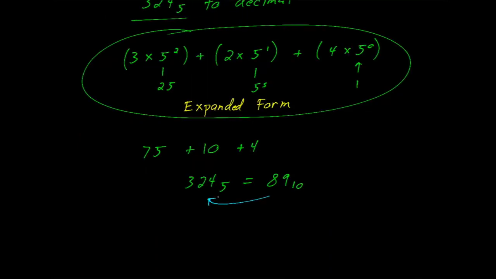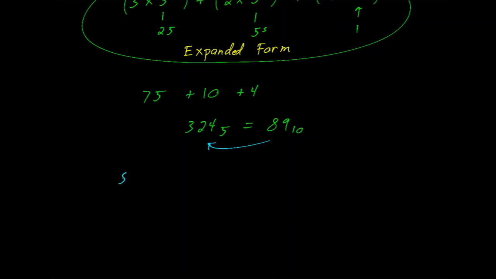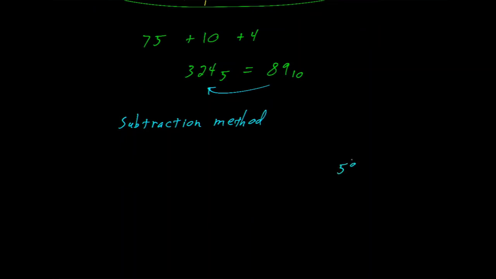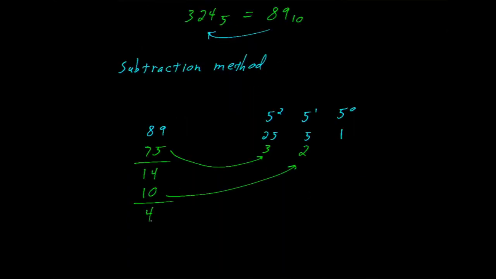Of course, once you're here, you're going to want to go the opposite direction, and we'll use a technique called the subtraction method. To do that, start by capturing your places. Let this be the ones place, the fives place, and the 25s place. Write the number here, this to be converted, and then ask yourself, how many times will 25 go into 89? The answer is 3 times. So 3 goes here in the table with a remainder of 14. How many times will 5 go into 14? The answer is twice with a remainder of 4. How many times will 1 go into 4? Of course, the answer is 4 with 0 remainder. With that done, we can say 89 base 10 is equal to 324 base 5.